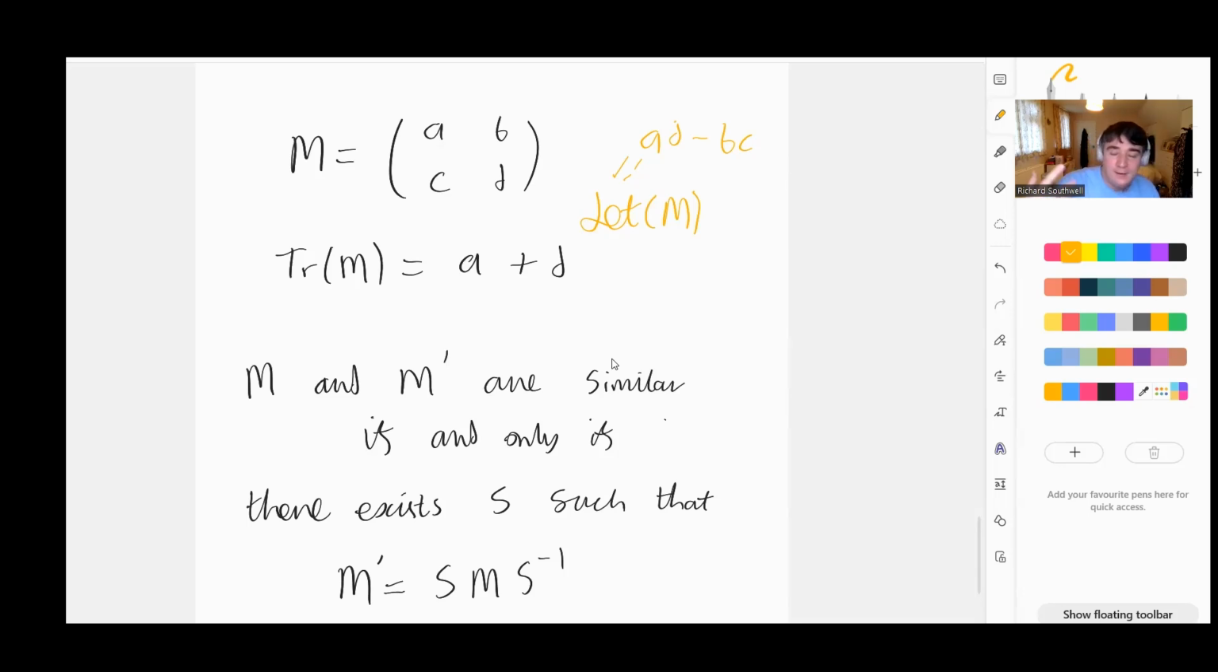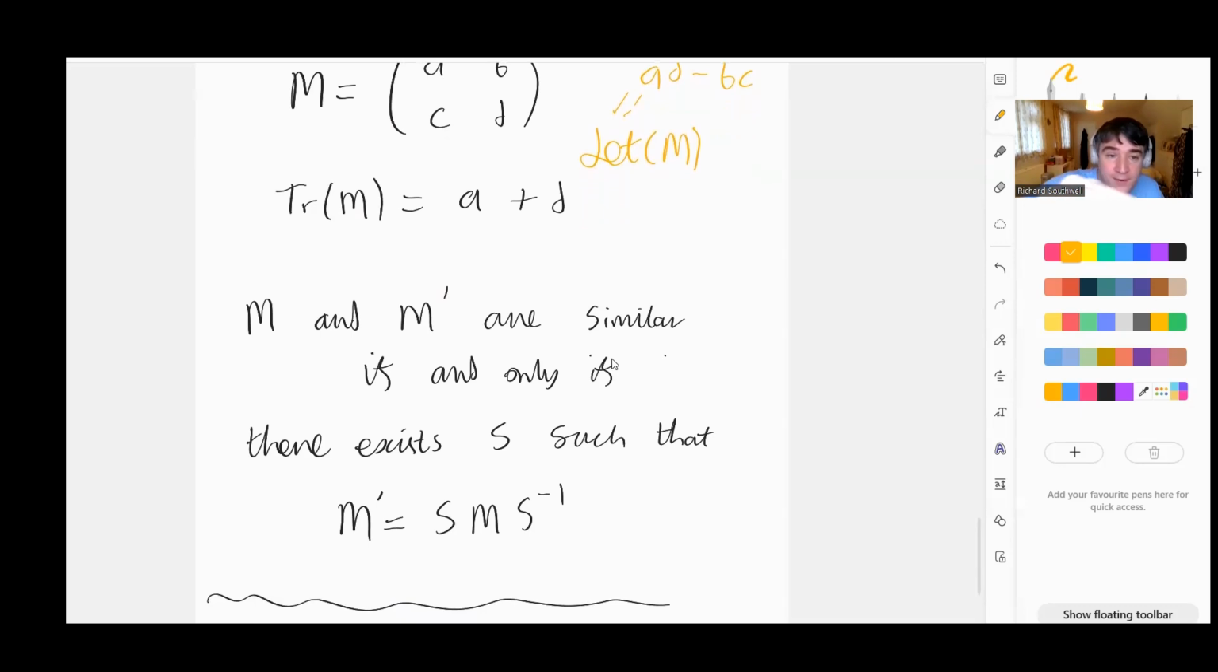And so to make this more precise, we need a definition now. And this is the idea of two matrices being similar. So basically, we say that two of our matrices, M and M dash, are similar when there exists another matrix S for which this formula holds true. So what does this say? It says that if we do S times M times the inverse of S, then we get M dash.